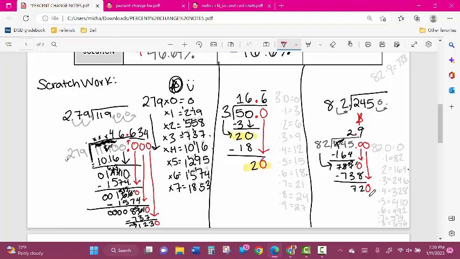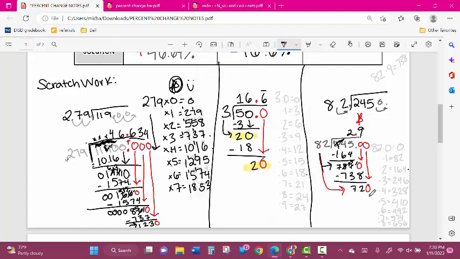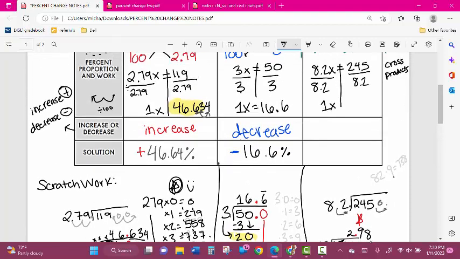720 is, we need 82 into 720. I need this to be that color, okay. We've got 82 into 720. 738 is too big, so I know it can't be 9, so I'm going to use 8. Okay, so I've got 2.98.